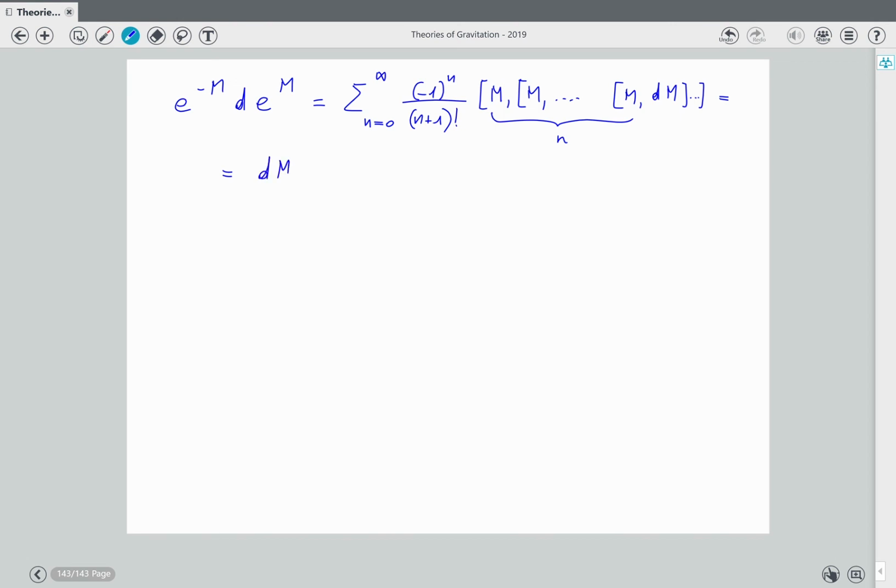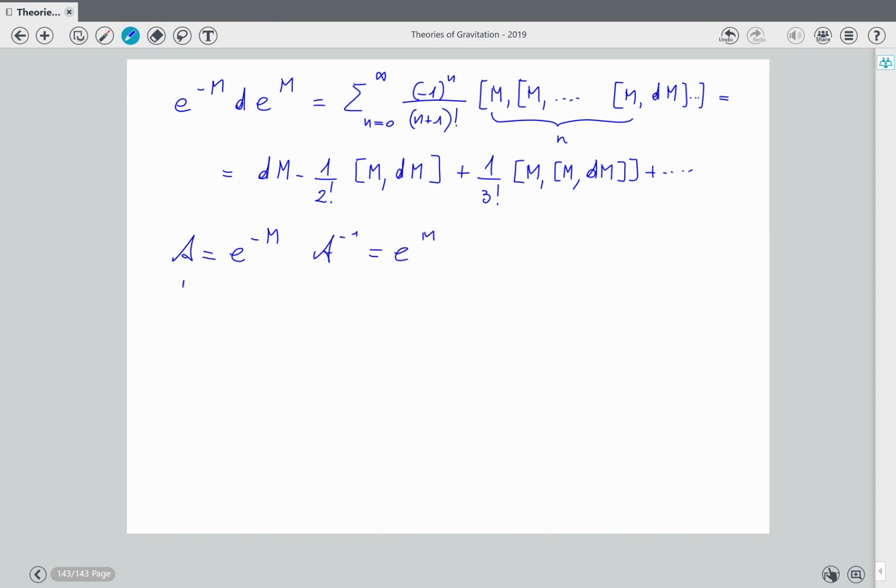So basically it is dm minus 1 over 2 factorial m dm plus 1 over 3 factorial m m dm plus etc. So you want A to be e to the minus m, A to the minus 1, e to the m, but A is equal to e to the trace of sigma t, and so that means that m is equal to minus the trace of sigma t.